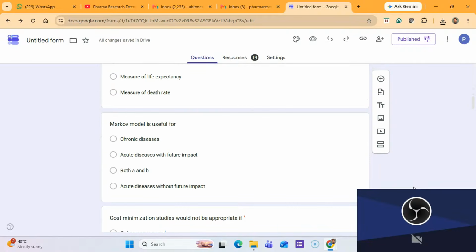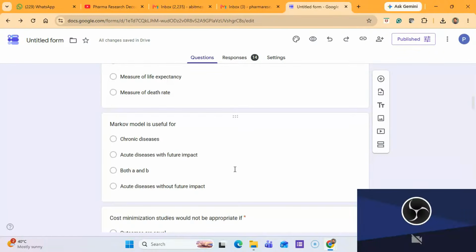I think on this question someone of you may have marked wrong, but the answer is A and B. Why A and B? Because this is an acute disease with future impact. So if a disease is acute but with future impact, we will go with the Markov model. But if it is written acute disease with no future impact, then we have to pick the first one, chronic disease, right? Because if I talk about acute diseases with no future impact, then I will go with which model?